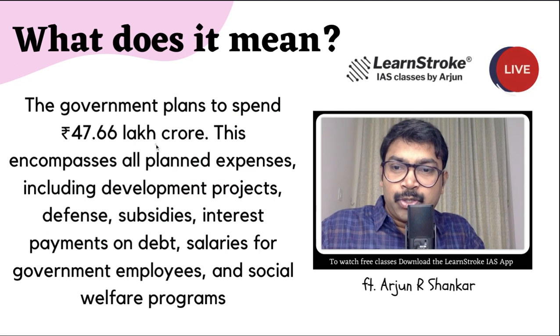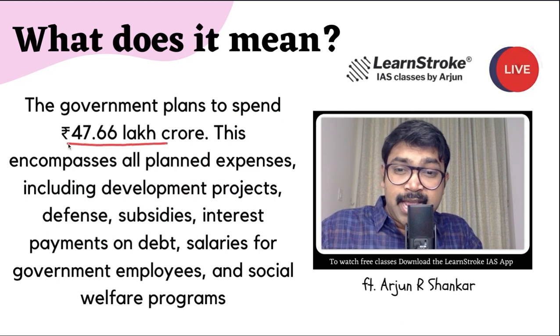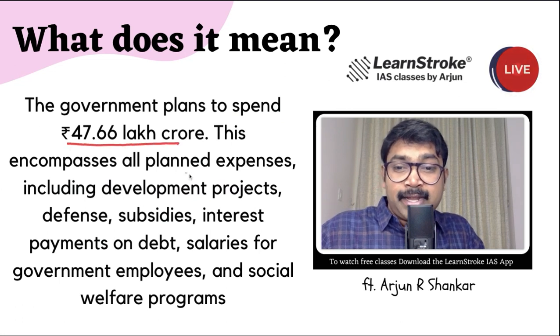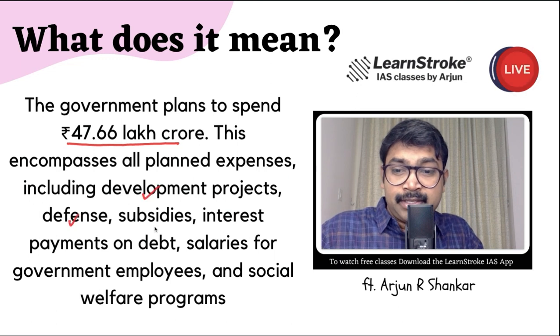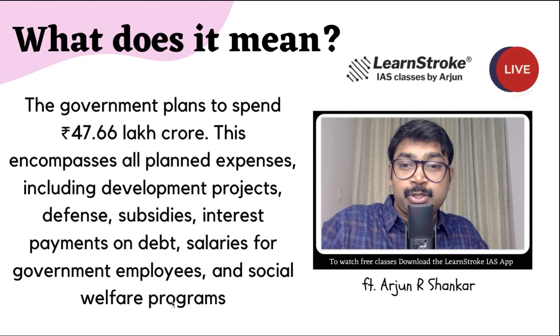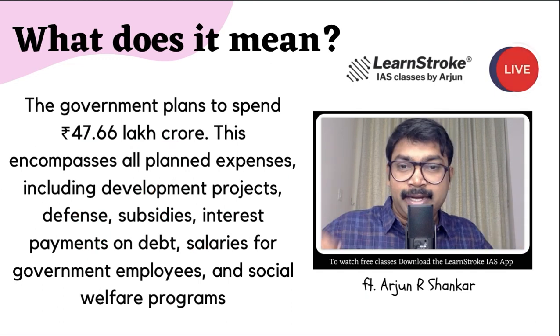The government plans to spend 46.66 lakh crore. This encompasses all planned projects, including development projects, defense, subsidies, interest payments on debt, salaries of government employees, and social welfare programs. So this is also important, how expenditure is important.